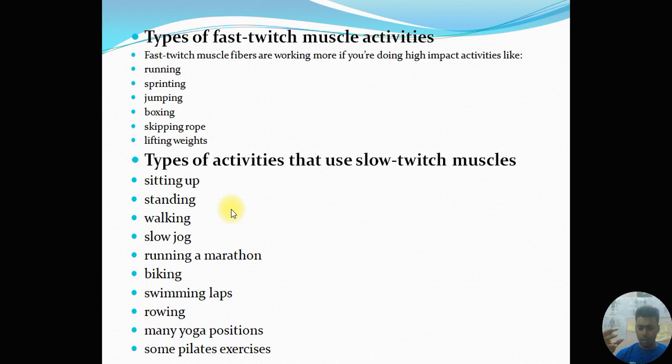Obviously, with the help of training, you can change some of the muscle fiber, the programming and all. We'll learn about that later on. But just for your knowledge, with training you can change some of the muscle fiber, but not fully. Let's say 5% can change from fast twitch to slow twitch or slow twitch to fast twitch, but not all.